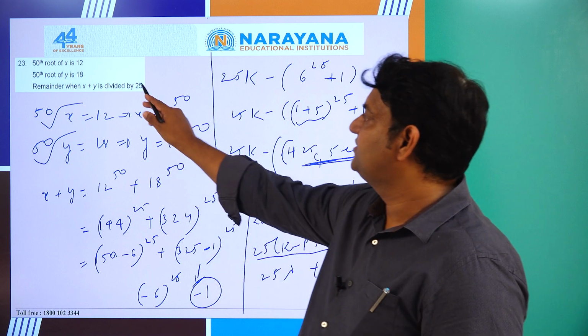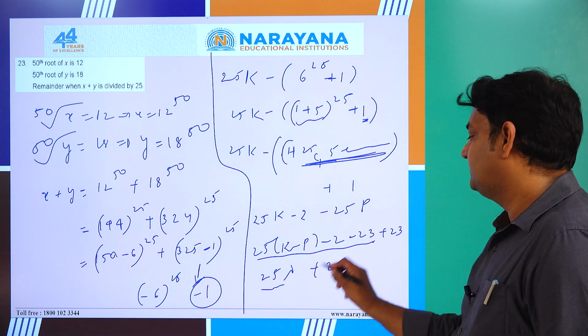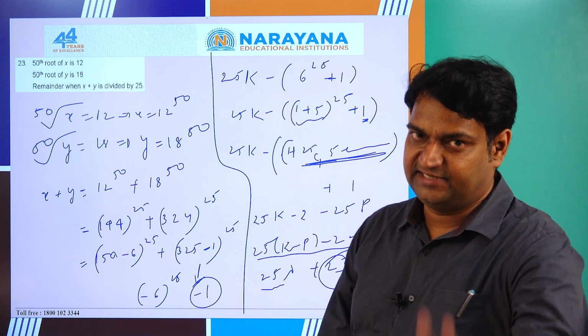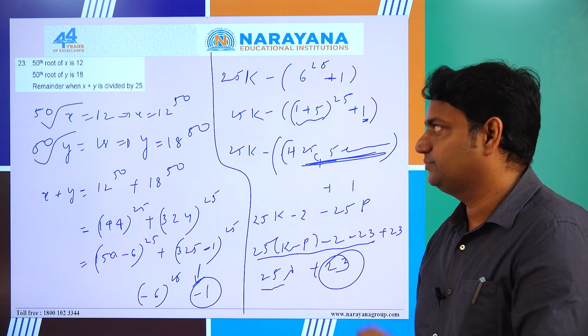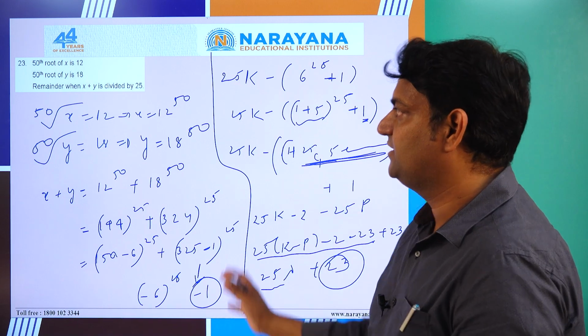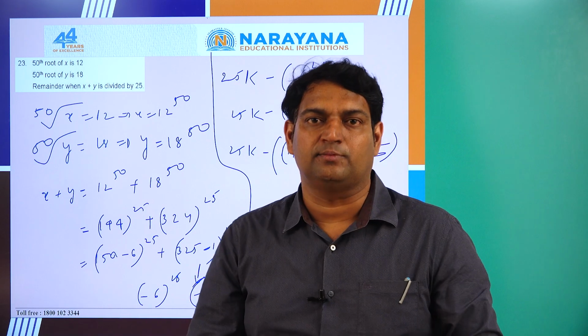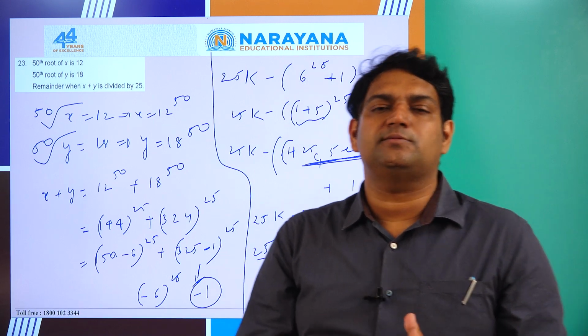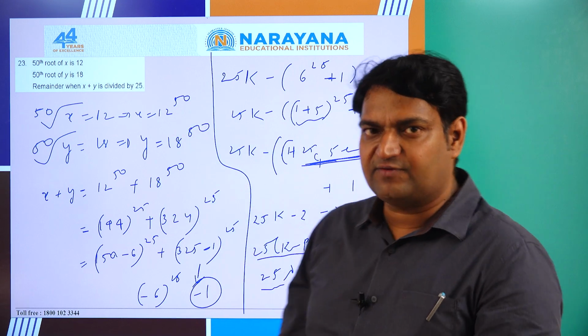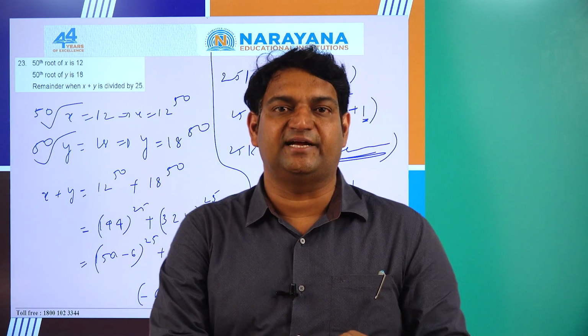So when this value is divided by 25, what is the remainder? 23. I will say that it's a good problem. These type of problems are the only deciding factors, this one and that probability problem. The remaining problems all the students will get. But those students who will get these type of problems, they will get some very good rank.